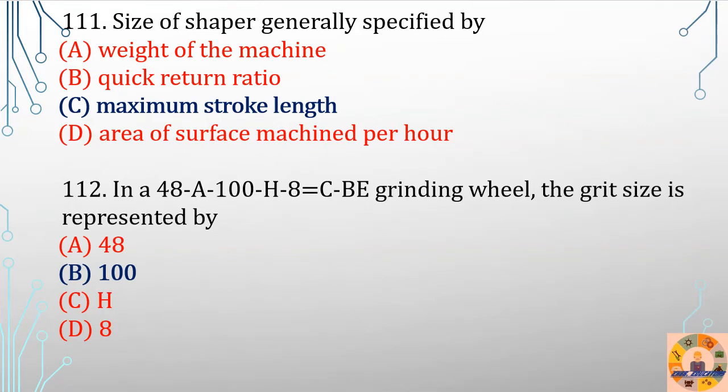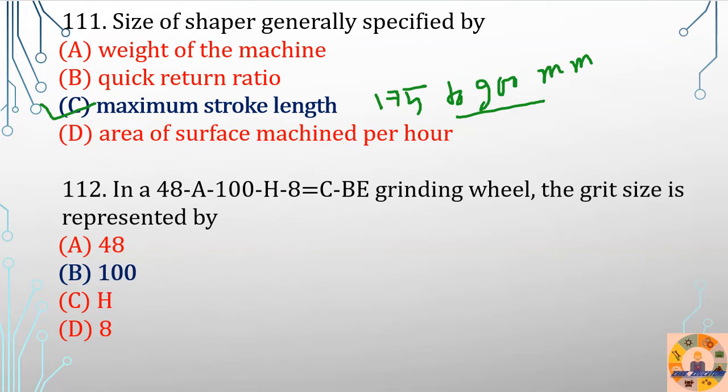The size of a shaper is generally specified by the stroke length. Usually maximum stroke length is 175 to 900 mm. So in case of a shaper, maximum stroke length is 175 to 900 mm. Now question number 112.